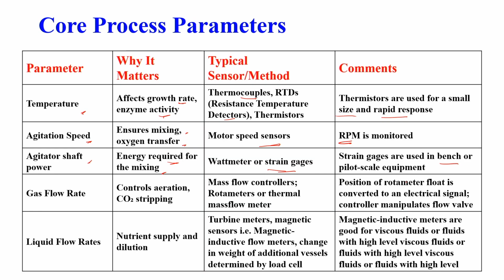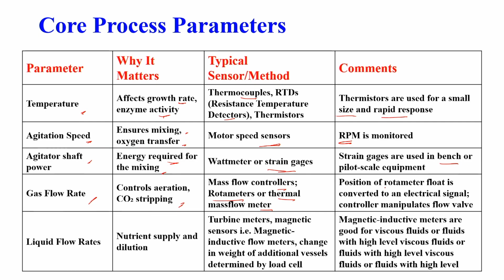Next comes aeration, the gas flow rate. It controls the aeration, and it also indicates the CO2 stripping. For that, mass flow controllers are there, for example, rotameter or thermal mass flow meter.